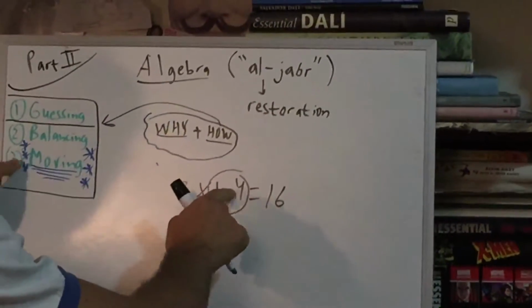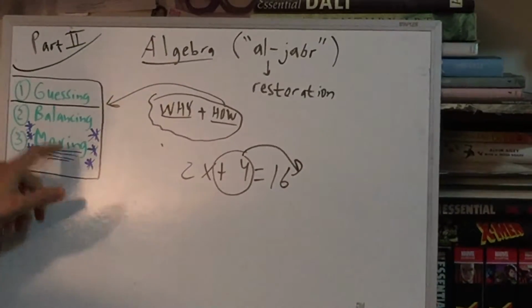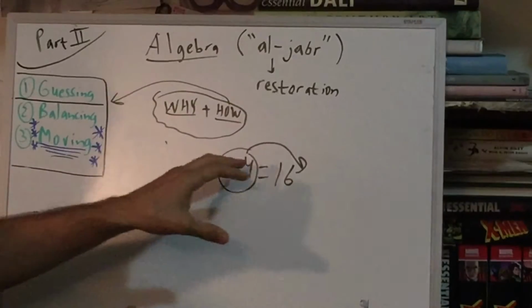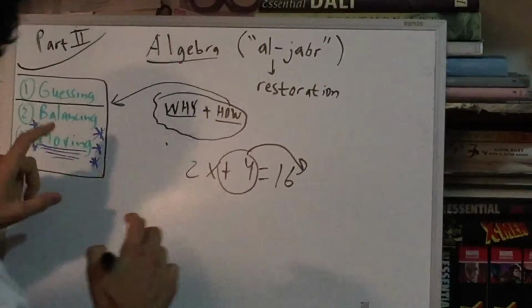You're going to take this. We don't want this here. We're going to move it. That's why it's called moving. Balancing, you do things to both sides. Moving, you're literally doing half the work. So 2x, and now this is the key thing.